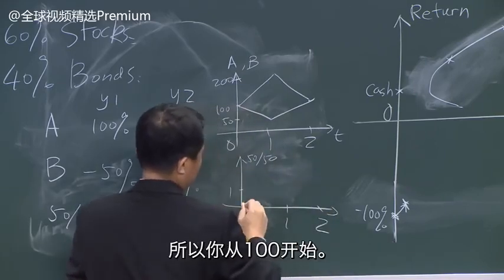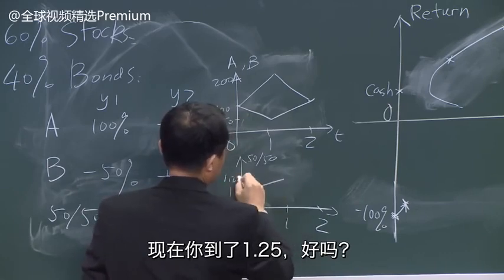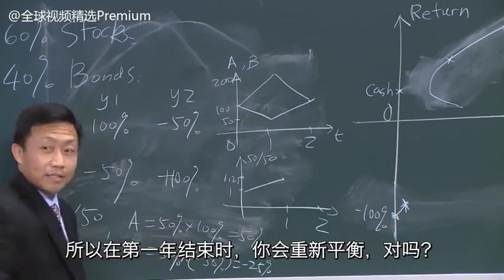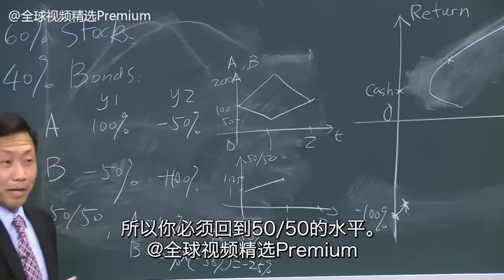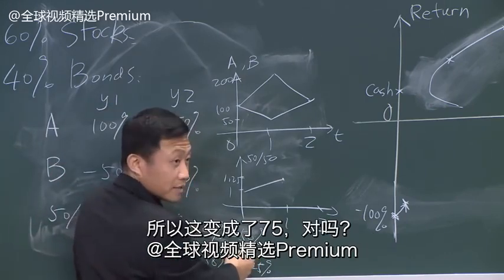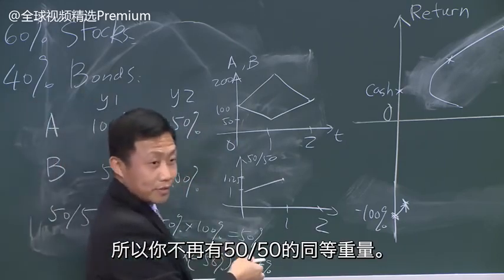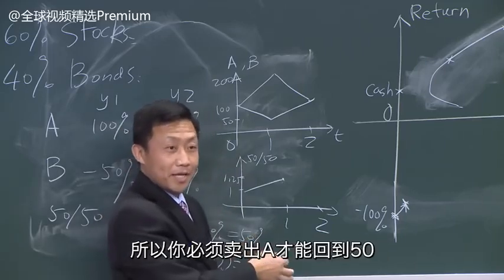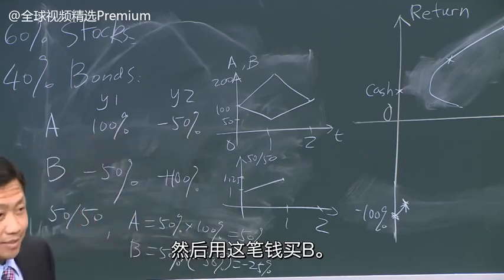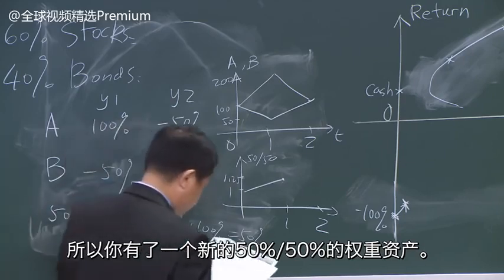So you started with 100. You're up to 1.25 at this point. Okay. So at the end of year one, you rebalance, right? So you have to come back to 50-50. So this becomes 75, right? So you no longer have the 50-50 weight equal. So you have to sell A to come back to 50 and use the money to buy B. So you have a new 50-50% weight asset.